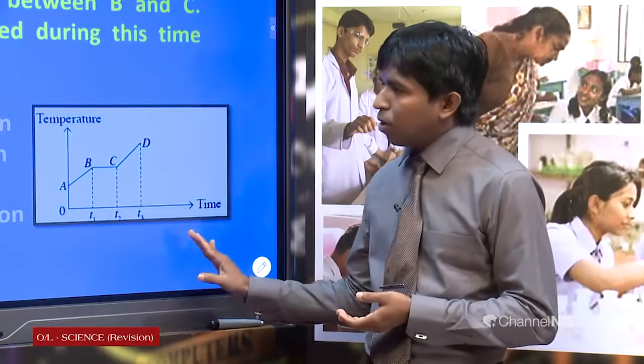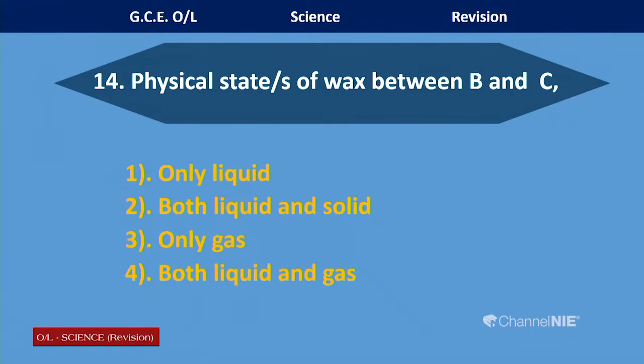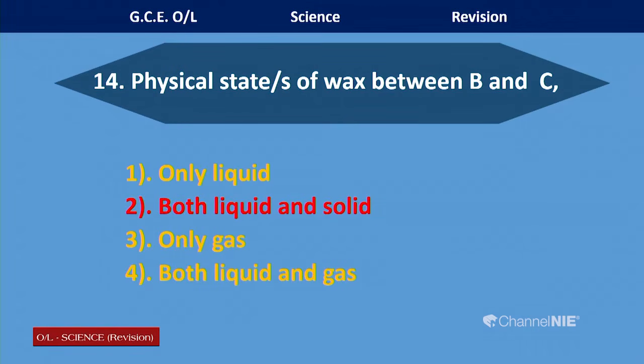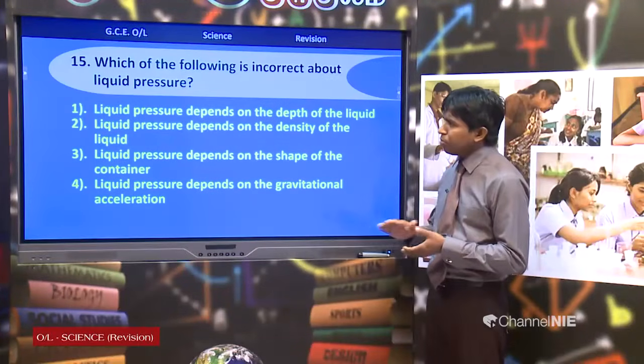Let us see the question again, question number 14 linked with this, between B and C. As we discussed, now between B and C both liquid and solid wax exist. So, the answer for question number 14 is the second, both liquid and solid. Let us move to question number 15.